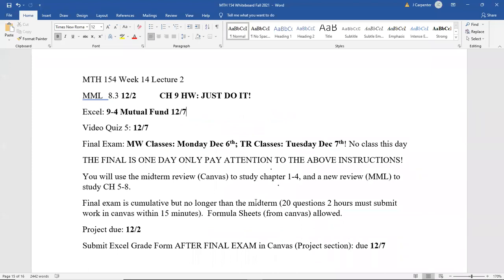Just remember that our final exams for the Monday, Wednesday classes are going to be Monday, December 6th. Tuesday, Thursday are going to be Tuesday, December 7th. The last day you'll be able to do any homework for either of these courses will be Tuesday, December 7th. So make sure that you get as much done as possible. Remember that just because you've passed everything in Math 154 does not mean you passed the class. You do have to have completed the appropriate amount of homeworks for the MDE course that we've talked about all semester long.